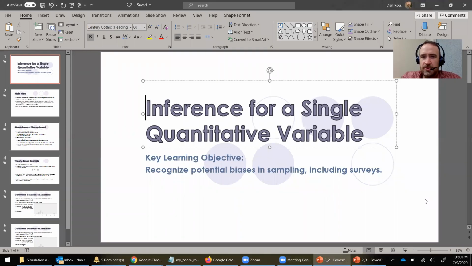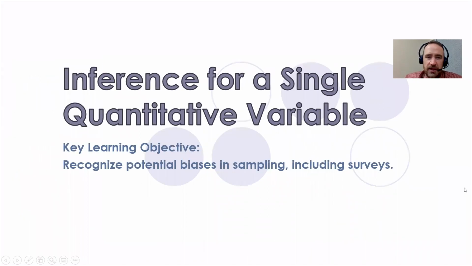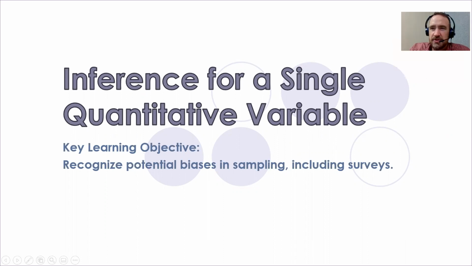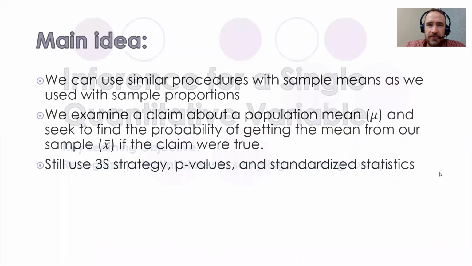One of our main goals in this unit is to recognize potential biases in sampling, including our surveys. So when we want to do inference, we always want to make sure that whatever sample we have has not come from a biased procedure, and so that whatever estimation we're doing from our sample is representative of the population. So we'll keep that in mind throughout.